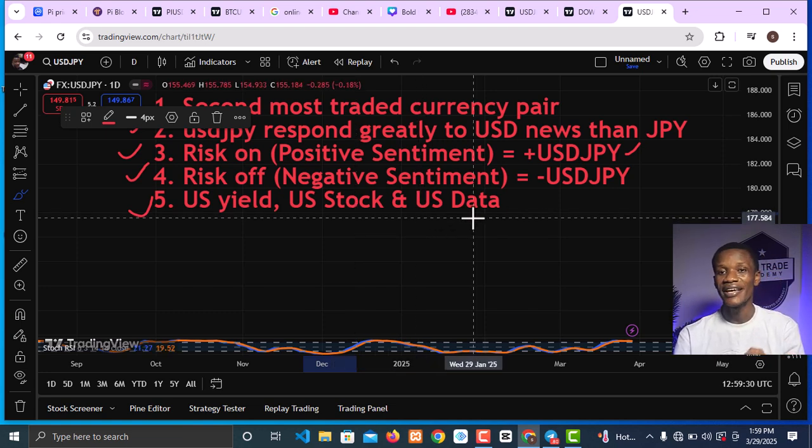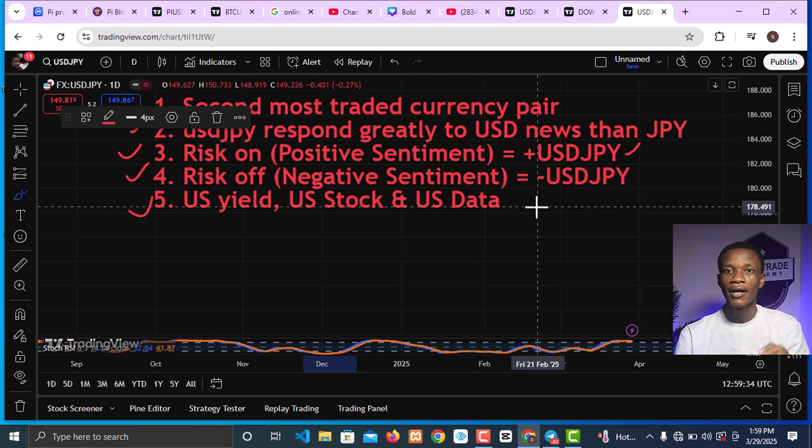And also the US data. If the US data is positive, like I said earlier, please look for buy position on the long term, especially when it comes to interest rate decision. Market is going to move upward on USDJPY. This is a basic fact that you can use to trade USDJPY, which is very important, and this is going to help you in your trading methodology.